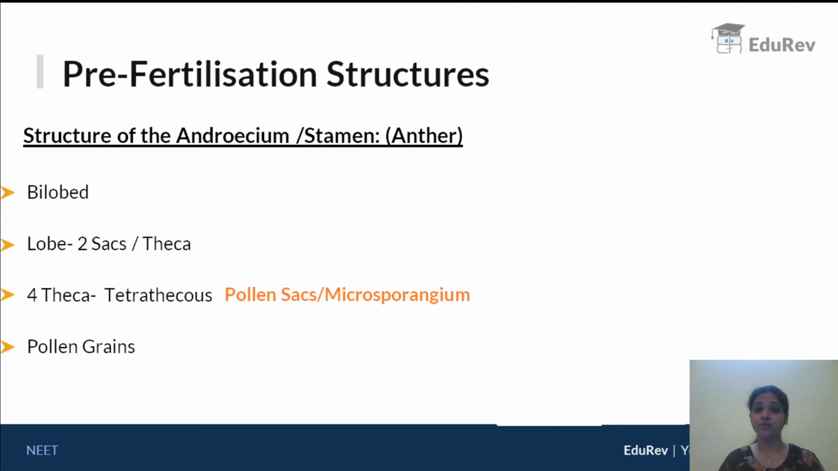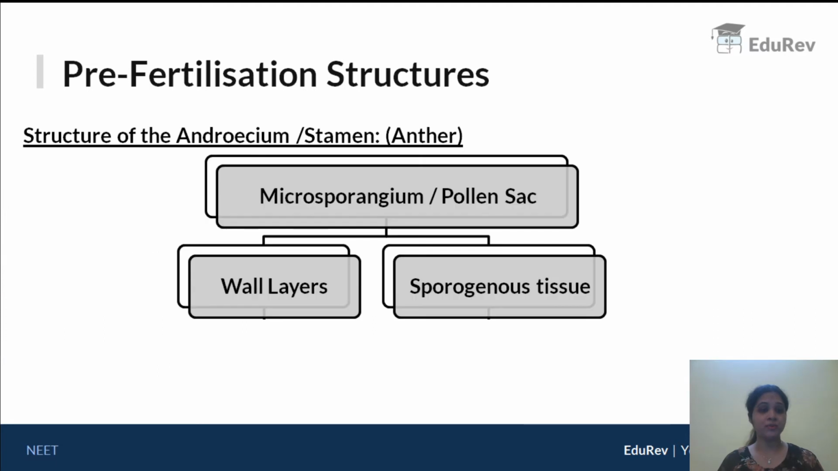Now we have a technical term for pollen sac. Pollen sac is called microsporangium. The word sporangium means sac. The word micro implies small. Actually, it's called small sac because the pollen grains are called microspores. Actually speaking, the pollen grain is not the gamete. It contains the gamete. So pollen grains are called microspores, but the pollen sac is called the microsporangium. It contains the microspores.